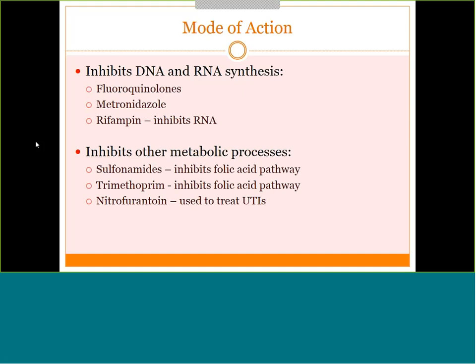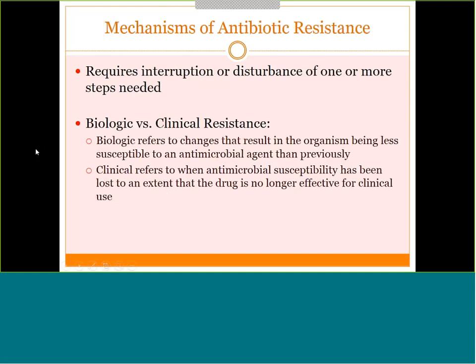And then things that inhibit other processes: sulfonamides and trimethoprim will both inhibit the folic acid pathway, and nitrofurantoin, which does also inhibit another metabolic process, and this one's specifically used to treat UTIs a lot of times.